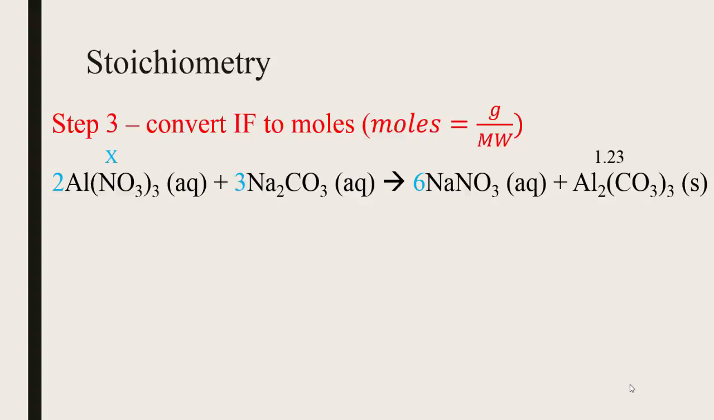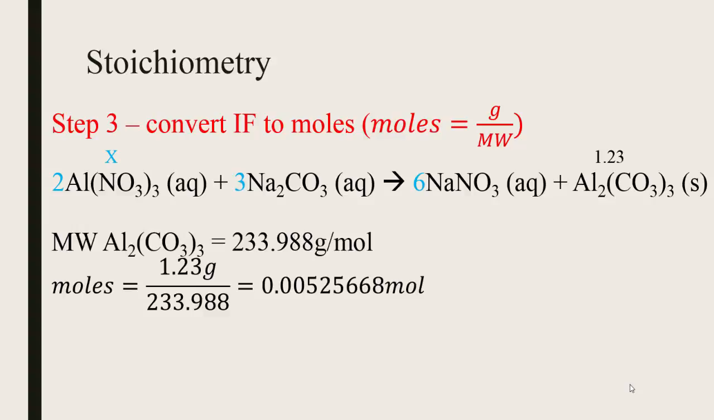Convert the if, the aluminum carbonate, to moles. The molecular weight of aluminum carbonate is this. So divide the 1.23 grams by the 233.988. You get this value, but we should only have 3 significant figures in the answer. So I write 0.00526 moles under the aluminum carbonate.